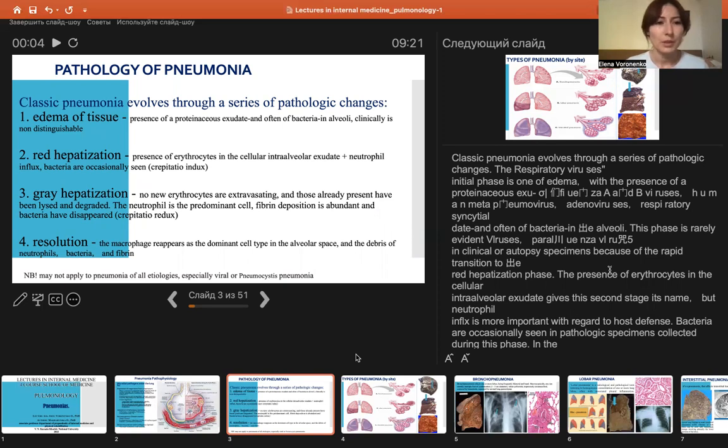Third, gray hepatization: no new erythrocytes are extravasating, and those already present have been lysed and degraded. The neutrophil is the predominant cell. Fibrin deposition is evident, and bacteria have disappeared. And the fourth, resolution: the macrophage reappears as the dominant cell type in the alveolar space, along with the debris of neutrophils, bacteria, and fibrin.